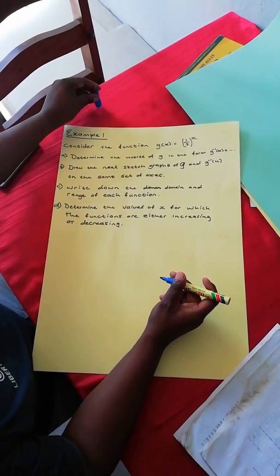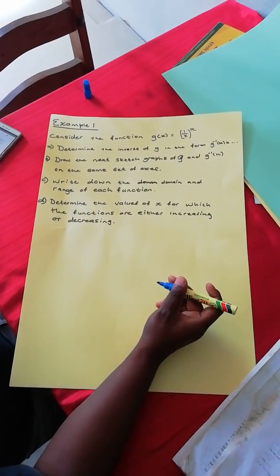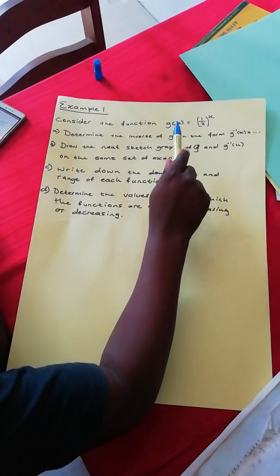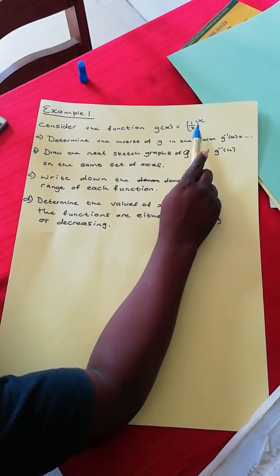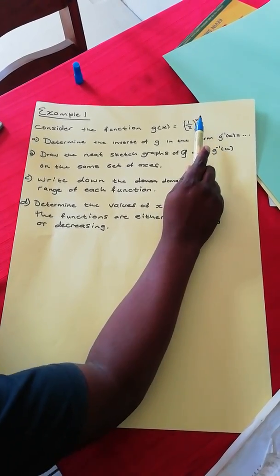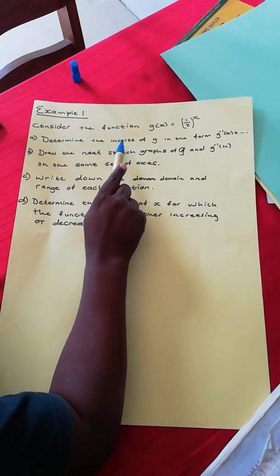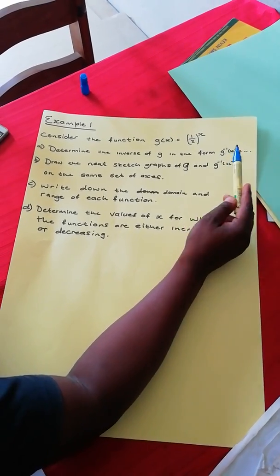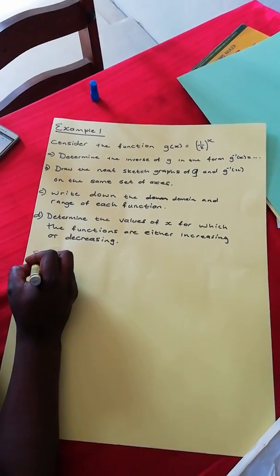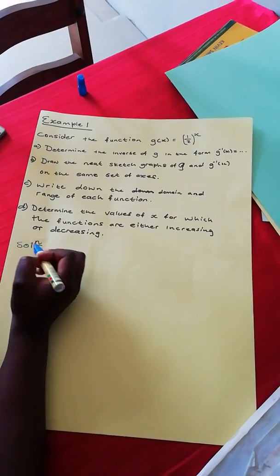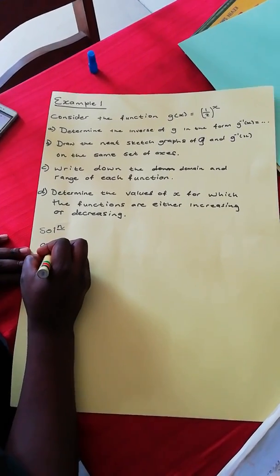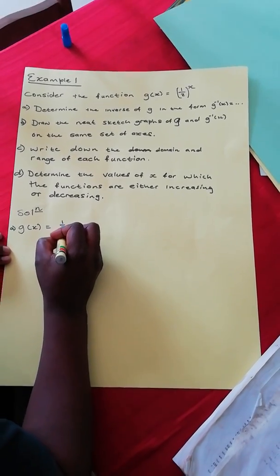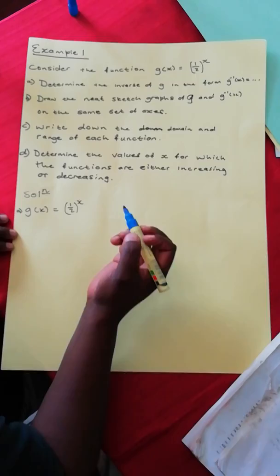Okay, guys, let's move on and take more examples now, on logarithms and exponentials. Consider the function g of x equal to 1 over 2 to the power of x. Number A, determine the inverse of g in the form g inverse of x. In this case, we are given g of x equal to 1 over 2 to the power of x.